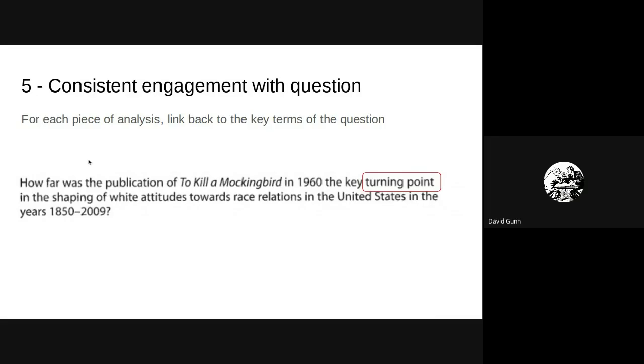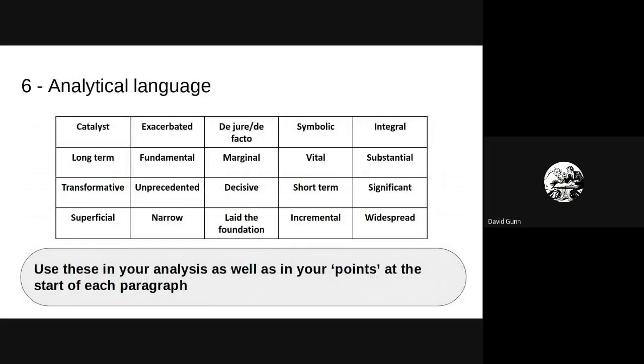Okay, so tip number 6 is the use of analytical language. To get to the top level, you need to be using developed analytical language, moving beyond things like "this was important" and using terms like "this was a catalyst," "this had a long-term impact," "it was transformative," or "it was superficial or symbolic." Weighing things up in an analytical way is really important.